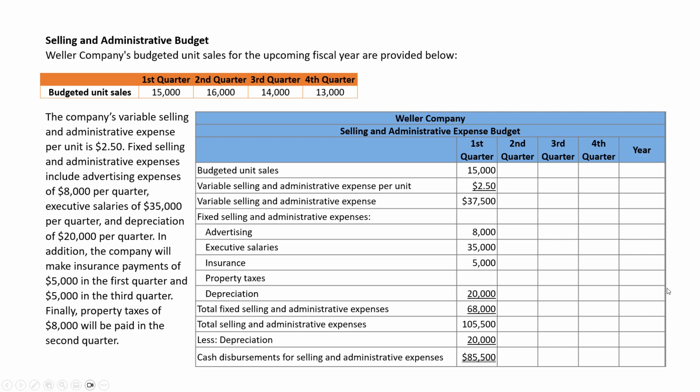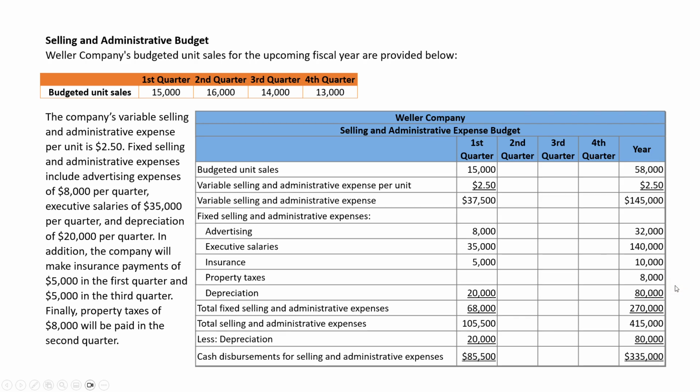I'm going to have you work through our second, third, and fourth quarter just to make sure you understand the concepts. But again, I'm just going to go ahead and give you the yearly amounts as a check figure to help make sure you're balancing out for the whole year.